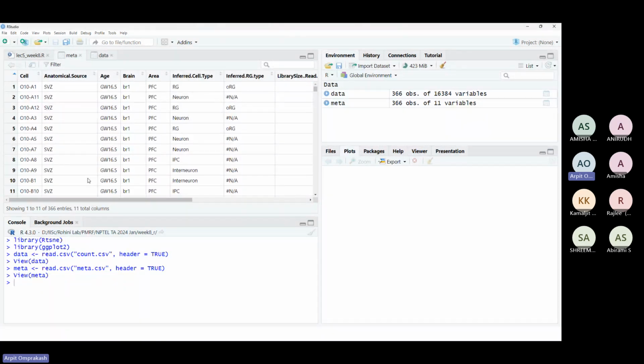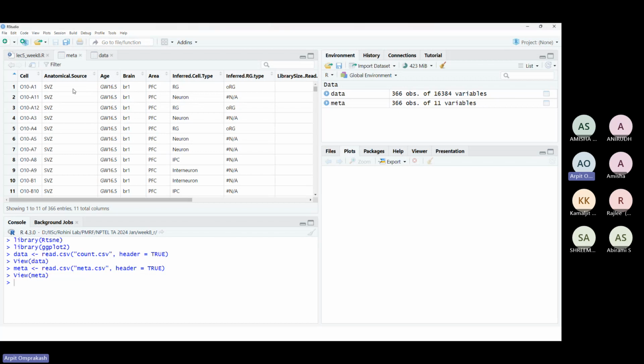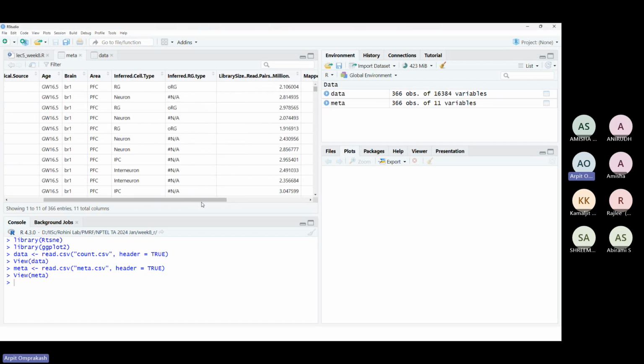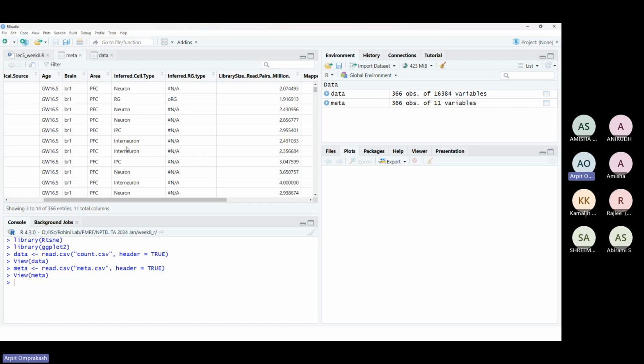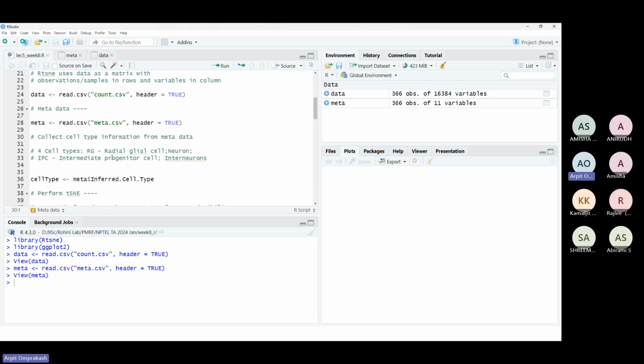Okay. And in the metadata, for each of the samples, we have different things such as the age, brain area, the cell type and everything. So what we need to focus on is the cell type here. So there are four types of cell: IPC, RG, neuron, and interneuron. So RG is radial glial cells, neuron is neuron, IPC is intermediate progenitor cell, and interneurons. Okay.